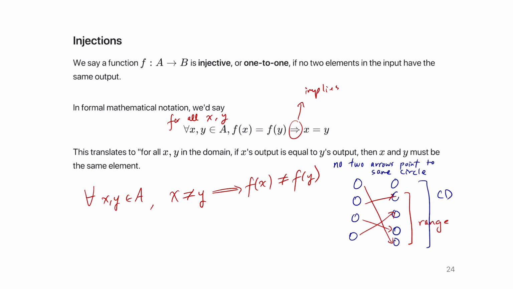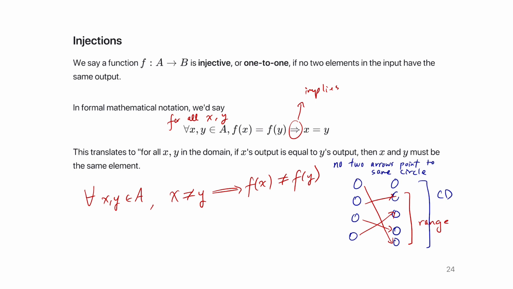For all elements in the domain, if they're not equal, their outputs won't be equal. And the pictorial interpretation of that is that no two arrows will point to the same circle. So any questions with what an injection is? Sometimes we call injections one-to-one. Right? Does that sort of clarify things?